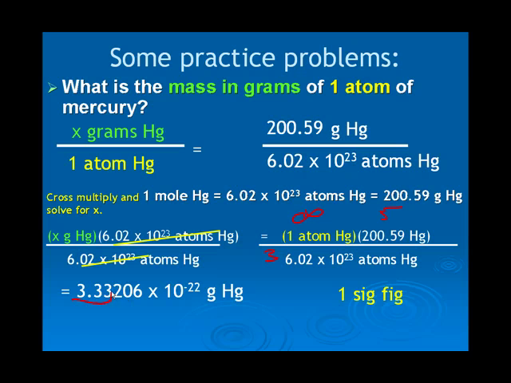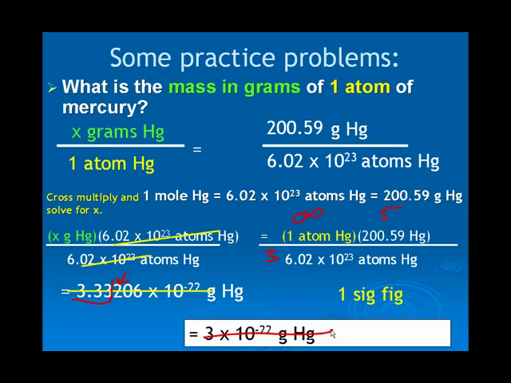So we're going to ignore what's going to pop up next. We're going to take the first 3 numbers. I think I was looking at that 1, okay? And the next number right there is a 2, so I don't do anything for the rounding, and we're going to ignore that. Our answer is 3.33 times 10 to the negative 22nd grams of Hg, right? It's not 1 sig fig, it's 3 sig figs.